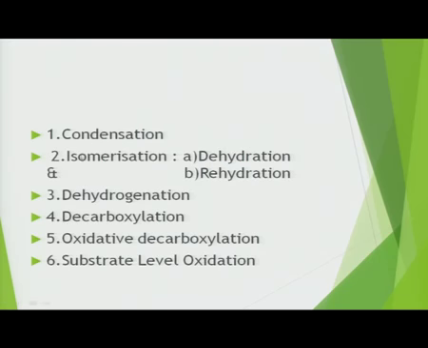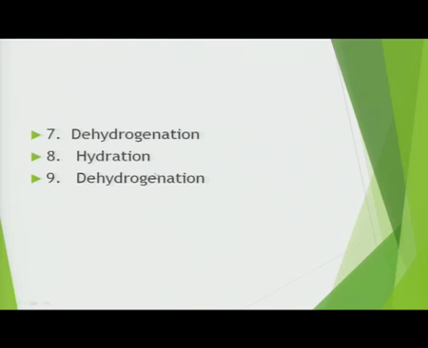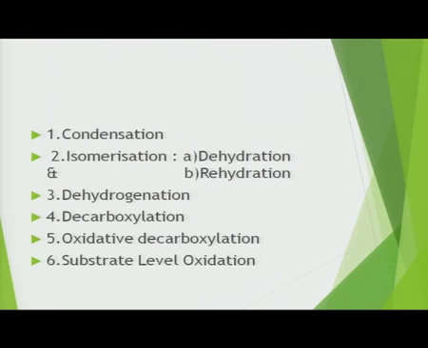These are the different steps of the Krebs cycle. First, condensation; second, isomerization; third, dehydrogenation; fourth, decarboxylation; fifth, oxidative decarboxylation; sixth, substrate level oxidation; seventh, dehydrogenation; eighth, hydration; and ninth, dehydrogenation. After the dehydrogenation, the product formed is called oxaloacetic acid. Now, one by one, let's see how these steps go on.